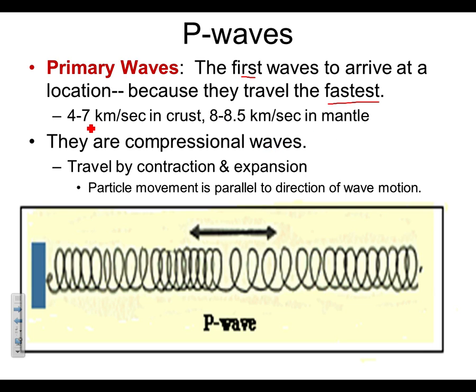Why are they so much faster in the mantle than the crust? The mantle is more dense. And we're going to see that the density is going to matter with these primary waves. Primary waves are compressional. So they travel by contraction and expansion. I'm going to demonstrate this with a slinky in class tomorrow, so you'll be able to see what I mean by this. The particle movement is going to be parallel to the direction of wave motion.